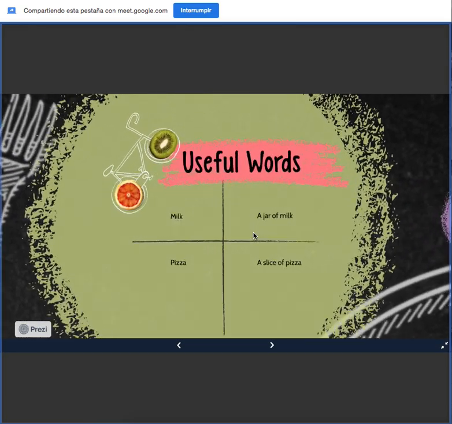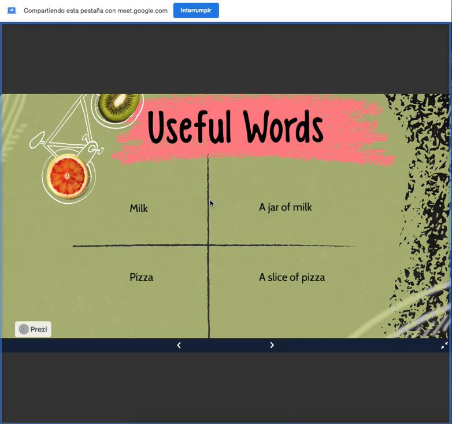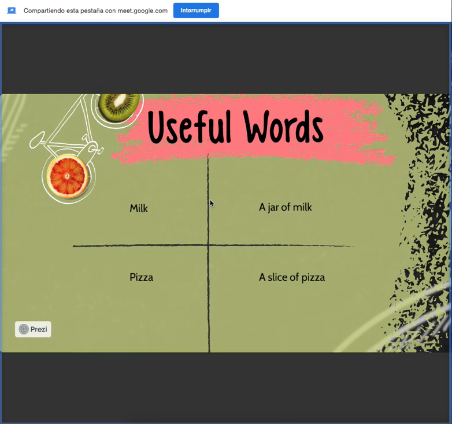For example, this. Look at this. Milk. Instead of saying milk, you can say a jar of milk, to talk about the amount. How much milk do you have? Oh, I have a jar of milk. No puedes decir, oh, I have two milks, porque no está bien. Oh, tengo una jarra de leche, y así das la idea de la cantidad que tienes.